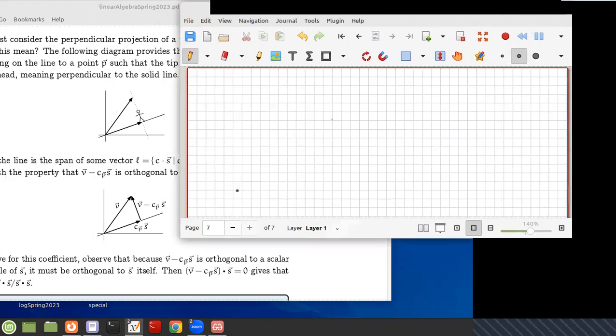We need to be able to take a given vector v, and here's another vector w. Let me use the same notation that the textbook is using so you can follow these pictures. This is going to be v, and this is going to be s. So the point is we want to find, since these form a plane, this vector here.